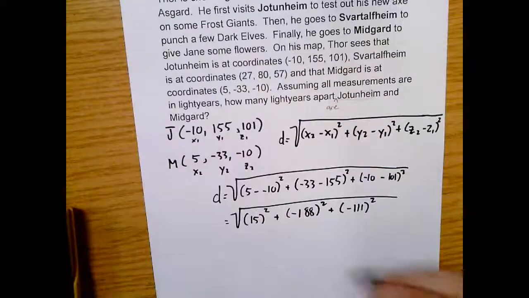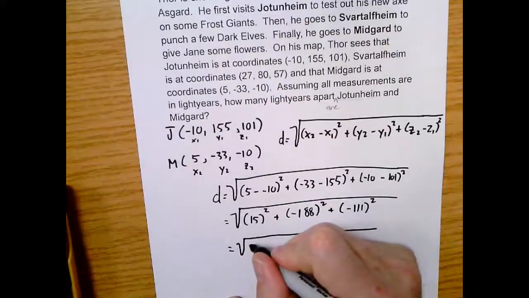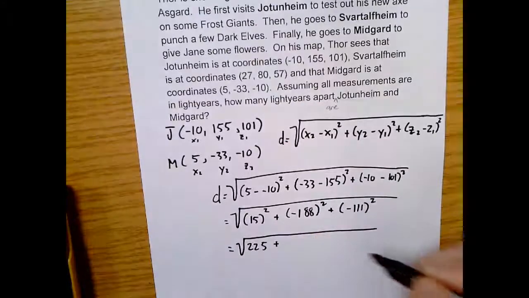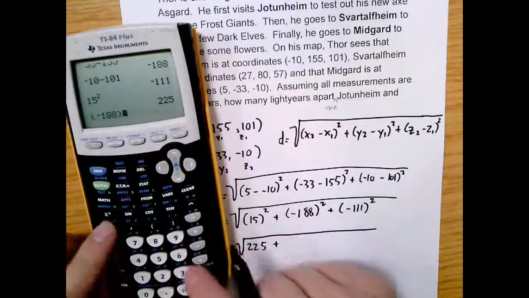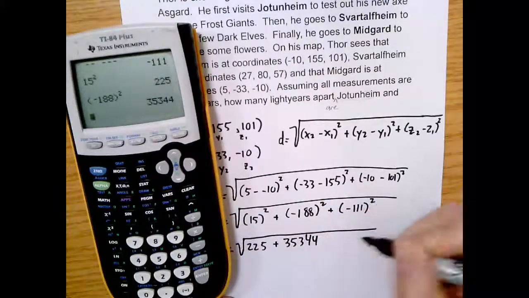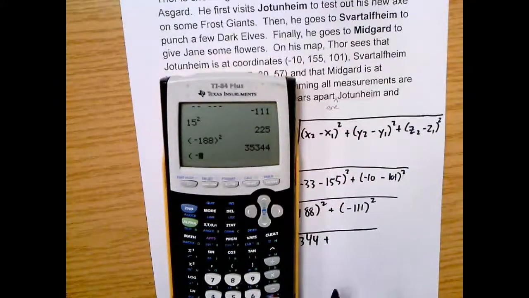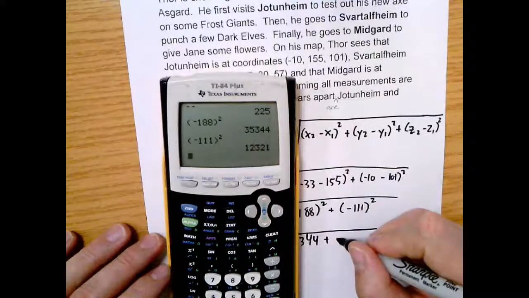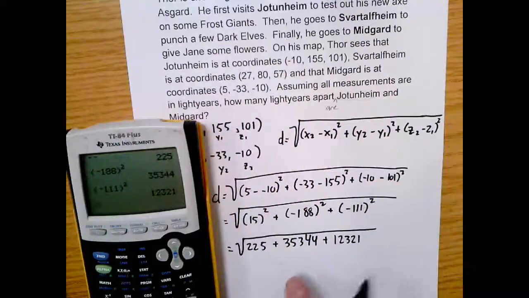All right. So now we have these numbers. We just have to square them. 15 squared is 225. For the record, I used my calculator there. I don't know that one off the top of my head. Negative 188 squared, we gotta use those parentheses. Negative 188 squared, woo, 35,344. Okie dokie. And, oh, you guys can't even see that. Silly me. Sorry about that. Negative 111 squared is 12,321.